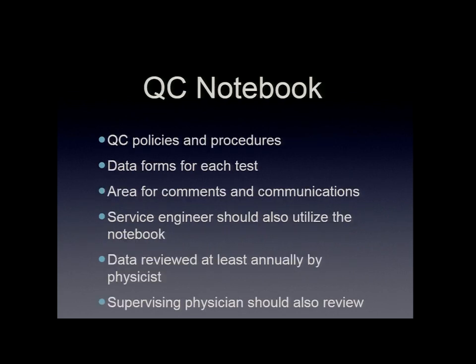So part of the requirements for quality control is to have a notebook that has all of the quality control policies and procedures that have been established and approved by the medical physicist in conjunction with the rest of the team. And they need to have the data forms that are being used, or the method that you're going to do it, included in there. And there needs to be an area for the comments and communication saying, okay, what were the corrective actions that were taken if there were some findings that came out? Or if there's a change in protocols, what was the reason for the change in the protocols?